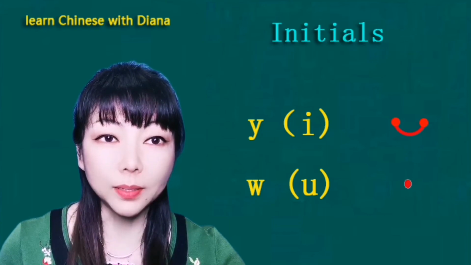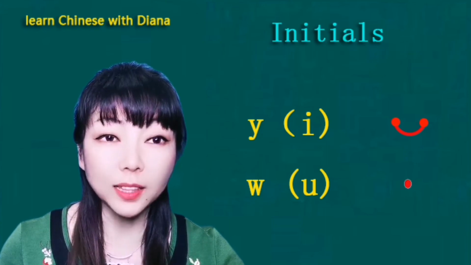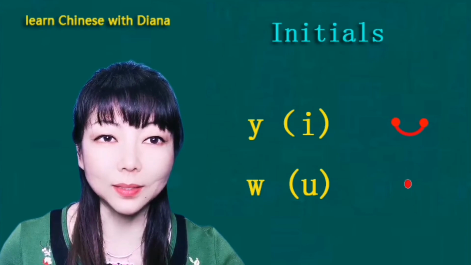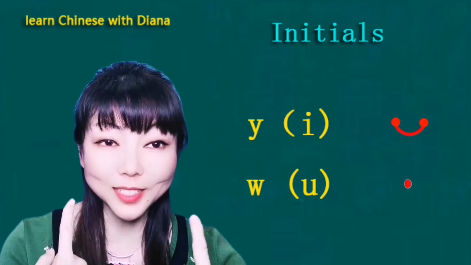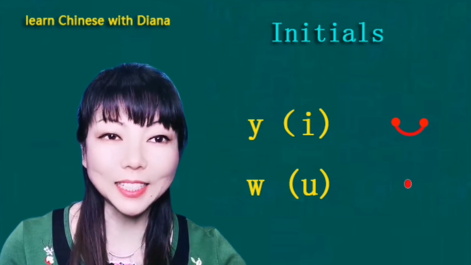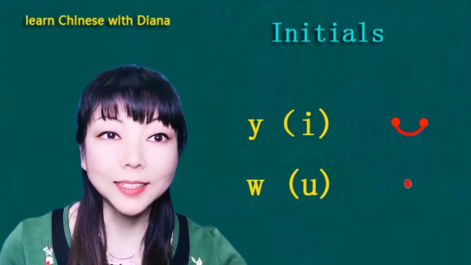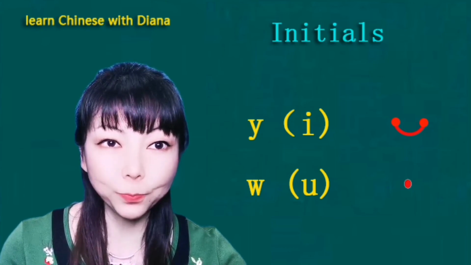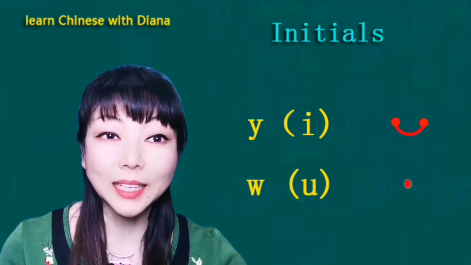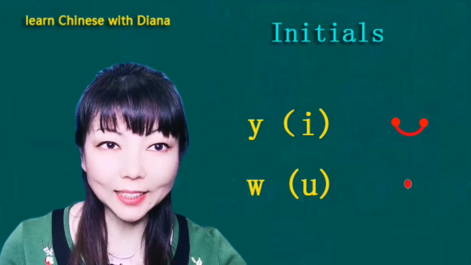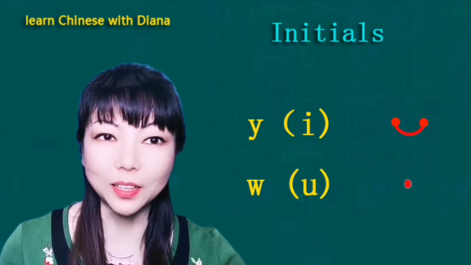Y is the same pronunciation as I in Chinese Pinyin. So it's smile first, smile. Let's read together. E. Please read after me. E. Good job. Next one.